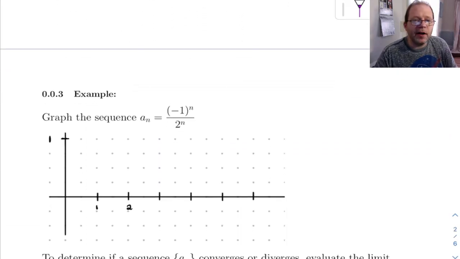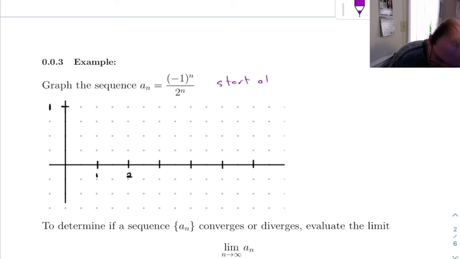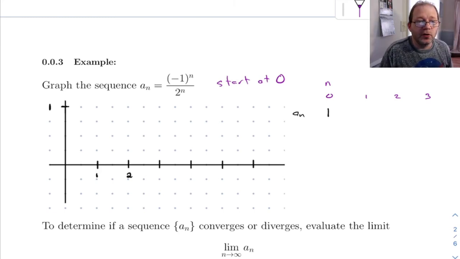All right, let's graph this sequence now. We've got the sequence a sub n equals -1 to the n over 2 to the n. Now, I want to start this one at 0. So when n equals 0, I'll tell you what I'm going to do. I'm just going to put n up here, 0, 1, 2, 3. And our a sub n is going to be, let's see, this is going to be 1, because anything to the 0 is 1. When n is 1, we get -1 on top and 2 on bottom. When n is 2, we get +1 on top and 4 on the bottom.